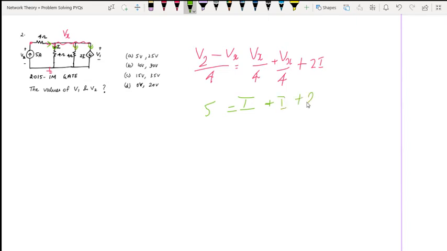Let's do I. Okay. So now we got a single equation with a single variable, so we can find what is I. So 5 equal to 4I, so I equal to 5 by 4 amperes. Okay. So we found what is I. We got the value of I.